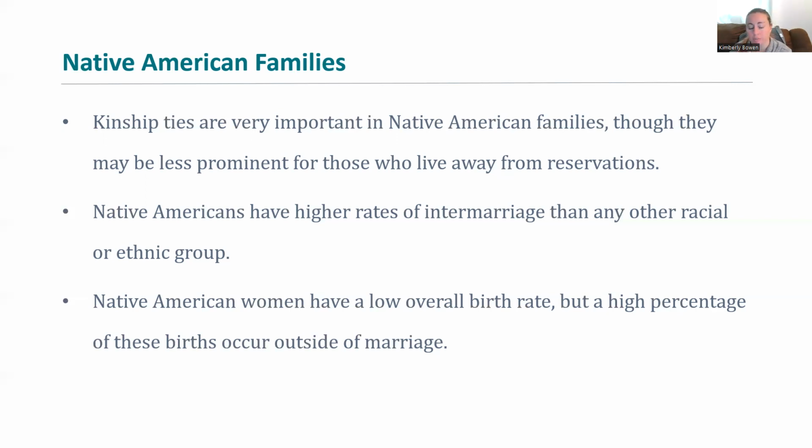There are higher rates of intermarriage than any other racial demographic, and that's because of population decline and the differentials that have happened there due to massive genocidal practices. Native American women have a low overall birth rate, but a high percentage of these births occur outside of marriage.